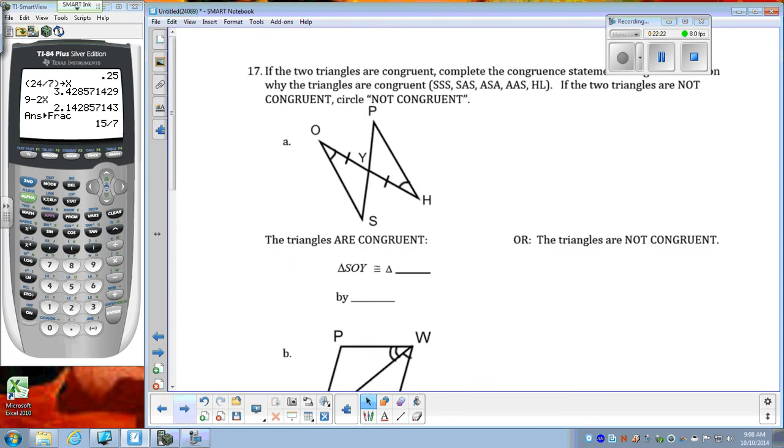Now I get to my favorite part. How to show that two triangles are congruent. Remember, I can only use one of these. Those are the only ways to prove triangles congruent. If I don't have one of those, I don't have any congruent triangles.